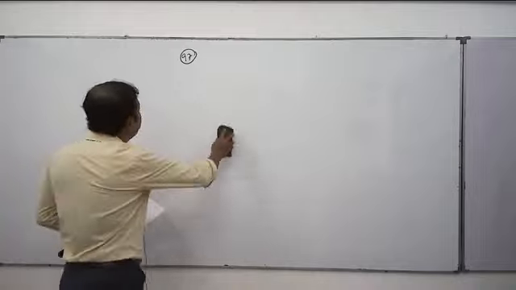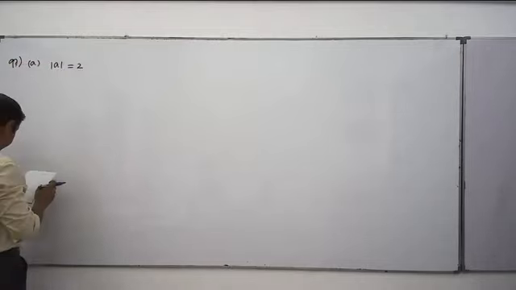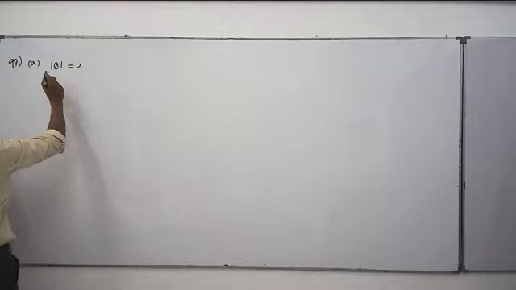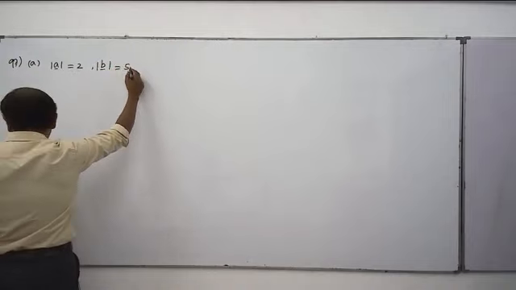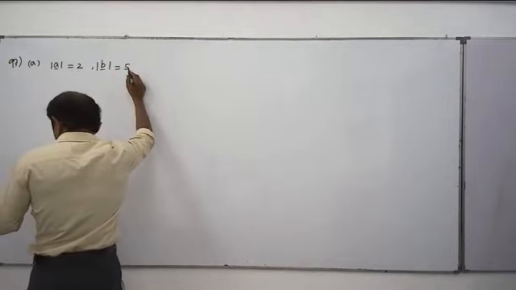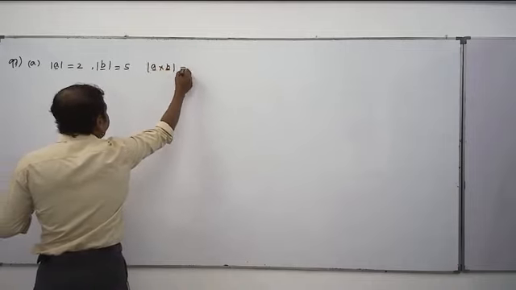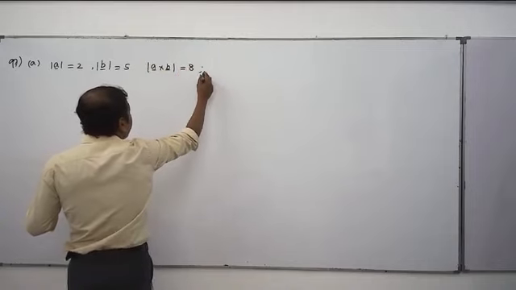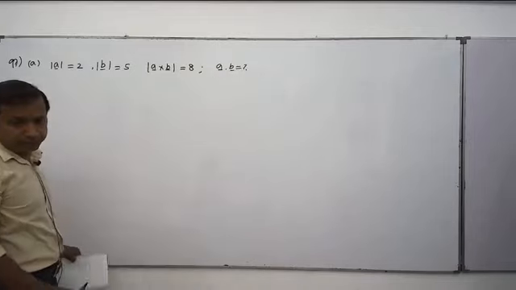If mod A is 2, mod B is 5, and people, A cross B modulus is given as 8. Asking for the A dot B answer.